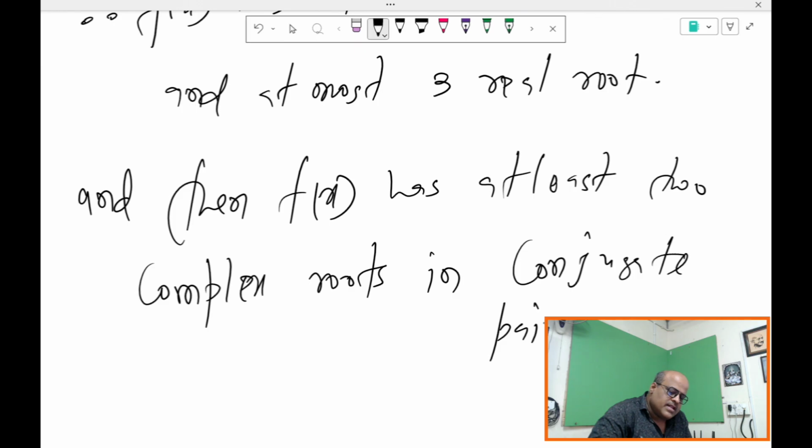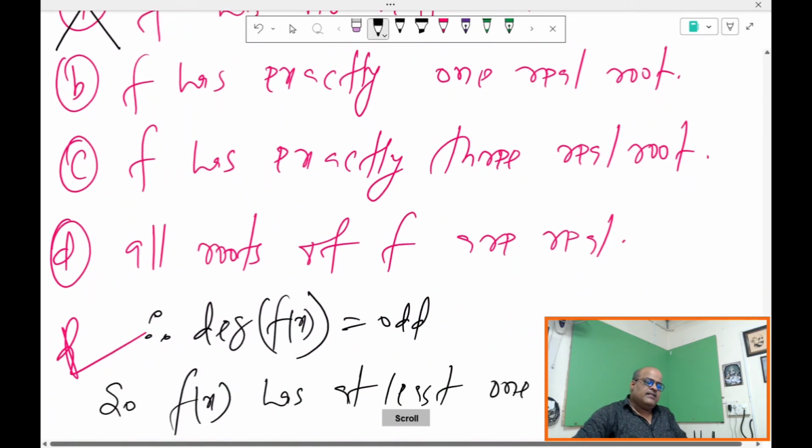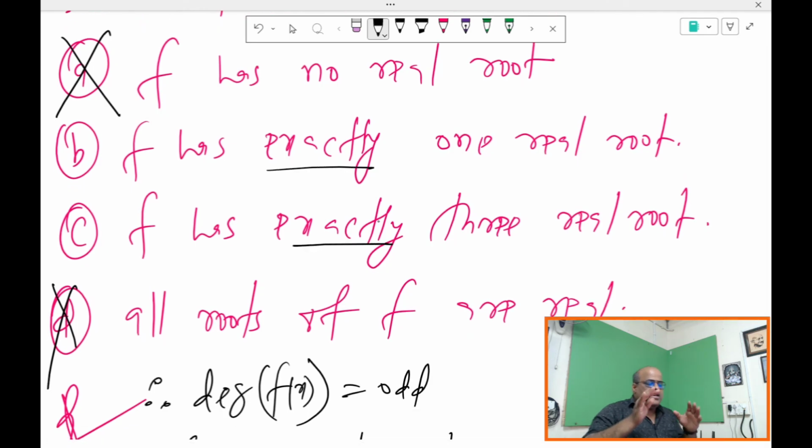So here confirmation came that all roots are not real, that is confirmed. First option wrong and D option wrong, all roots are not real. So hereafter exactly one real root will happen or exactly three real. Here they gave this word exactly. So hereafter by this method we can't cancel. Sometimes they won't give cancel, one option will be correct.